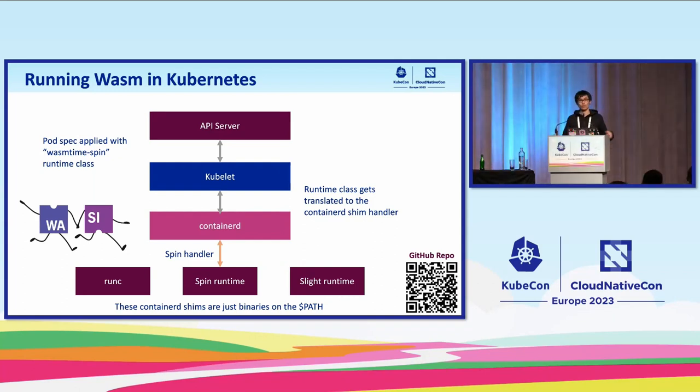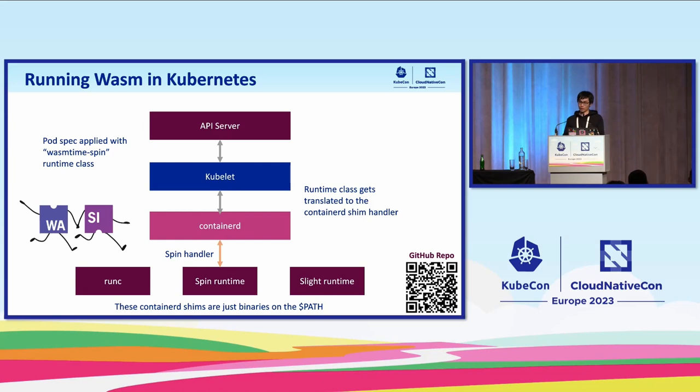So when you first apply a pod spec, the API server is going to schedule the workloads into a registered node or multiple nodes, and those nodes have kubelet running on them as an agent. But kubelet is not the one that will pull images. It will actually delegate the pod spec to containerd, which is a container runtime.